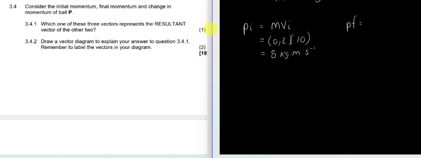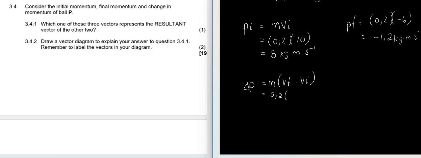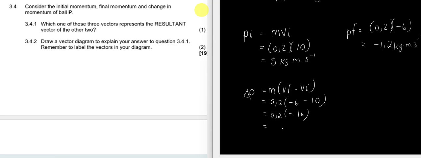What's my final momentum? It's still 0,2. What is the final velocity for P? Can you remember? It was minus 6. Yes, minus 6. So this is then 0,2 times. Okay, so this is also then kilograms meters per second. And now what is the change in momentum for P? So that will be the mass, final velocity minus initial velocity. So it will be 0,2, final velocity will be minus 6, initial velocity will be minus 10. So minus 6 minus 10 will be minus 16, and 0,2 times minus 16, negative 3,2, and that's also kilograms meters per second.